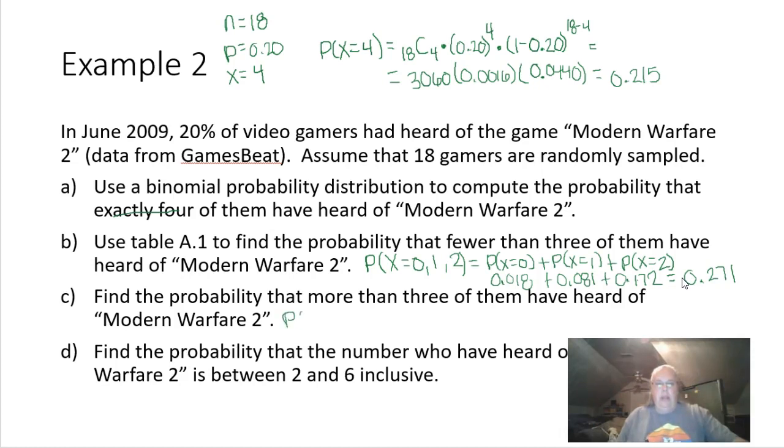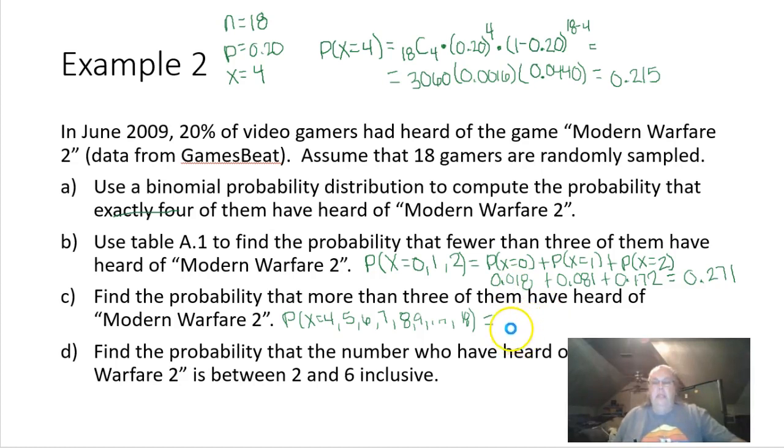All right, C. Find the probability that more than 3 of them have heard of Modern Warfare 2. Now, more than 3. This is the probability that x could be 4, x could be 5, x could be 6, could be 7, could be 8, could be 9, all the way up to 18. Now that's an awful lot of numbers to look up, and it's an awful lot of times to use this formula right here. So what we can do instead is use the complement. Now the complement of more than 3 is less than or equal to 3. So what I'm going to do is find what I don't want, which is 3 have heard of it, 2 have heard of it, 1 have heard of it, or none have heard of it.